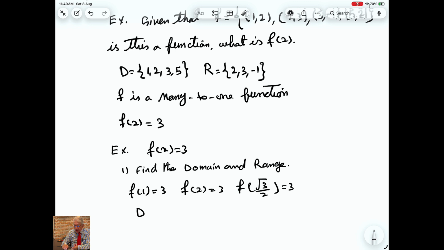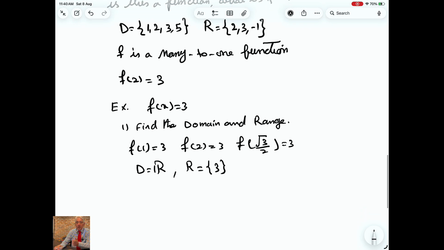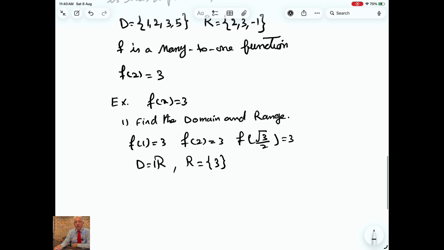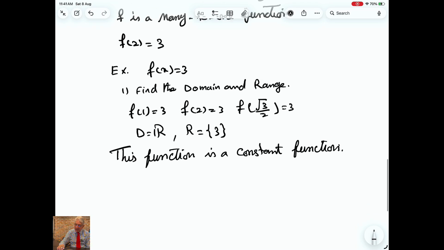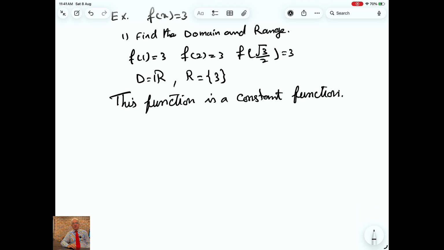Therefore, the domain of this function is R. You can put any number you want, but the range is only one element, which is 3. So we call this a constant function. Is that okay? So f of x equal to 3, or f of x equal to c, is a constant function. That means all the values of x have the same image 3.